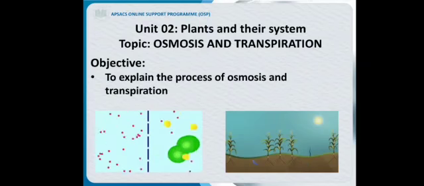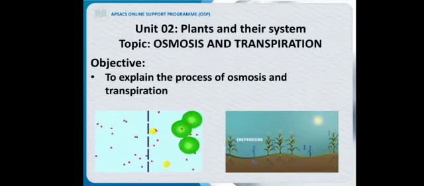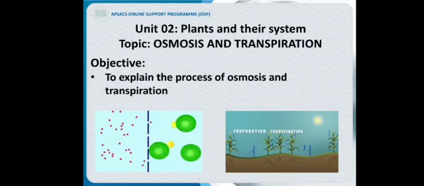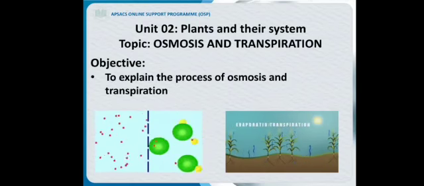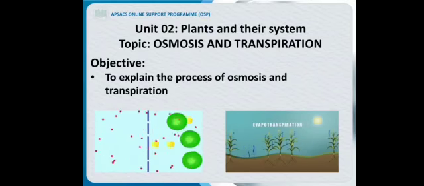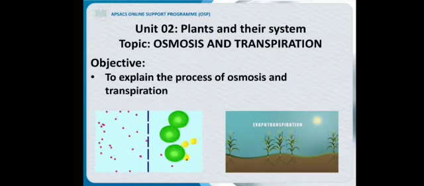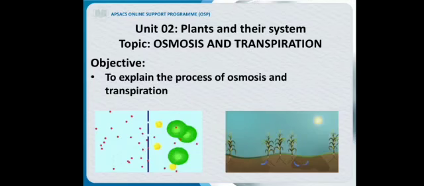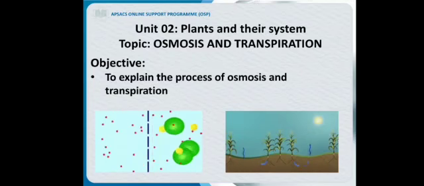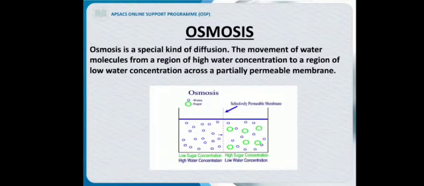Chapter 2, Plants and Their System. Introduction of the topic Osmosis and Transpiration. Explain the process of osmosis and transpiration. On the one side there is the process of osmosis, on the other side is the process of transpiration. We will discuss this further. Let's start the first topic, osmosis.